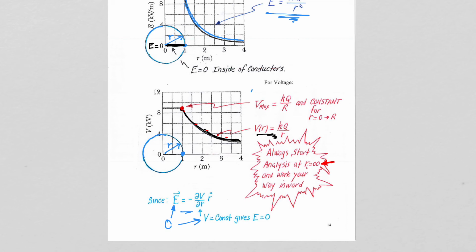Our V max is now right at the surface, but the voltage as we go inside the metal conductor remains the same. It's constant. In this case, it would be roughly like the 9 volts I have shown here. So everywhere inside, we have a voltage of 9 volts, constant. So if the V is constant, the derivative gives us 0, we are consistent.